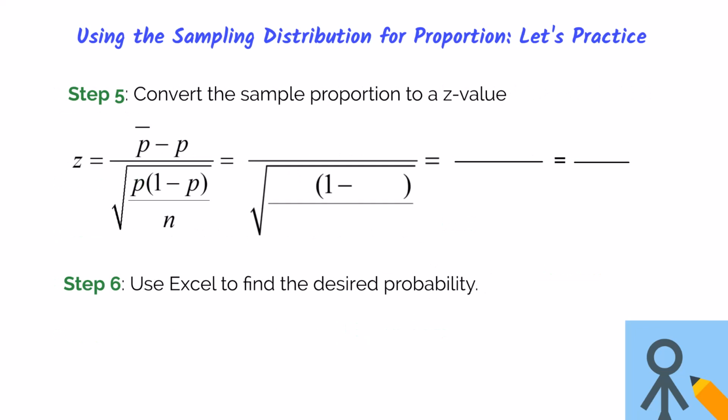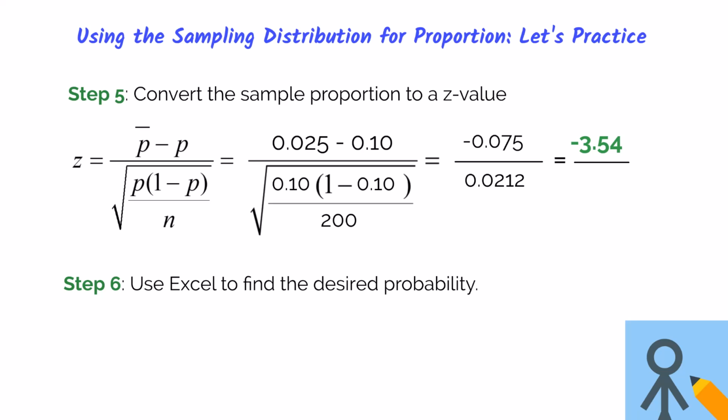Now in step 5, we need to convert this sample proportion to a z-value. Like before, let's start with the sampling error in the numerator. We will take our sample proportion, or p-bar, of 0.025 and subtract the population proportion of 0.10, and we get a negative 0.075. Let's now calculate the standard error in the denominator. I will plug in 0.10 for the population proportion and 200 for the sample size. I'm going to plug that into a calculator, and we get 0.0212 for the standard error for the proportion. Now again, all we need to do is take negative 0.075 and divide by 0.0212, and we get a z-value of negative 3.54.